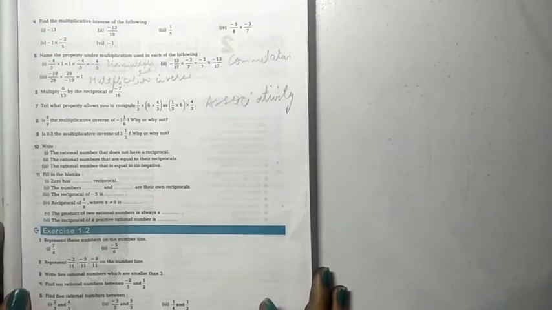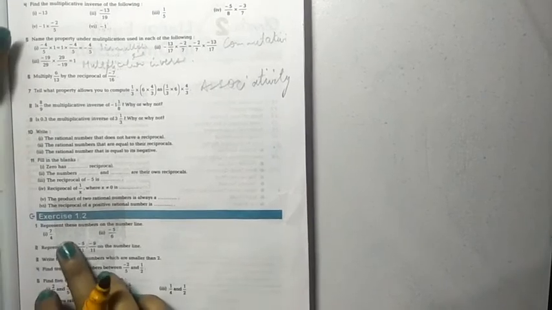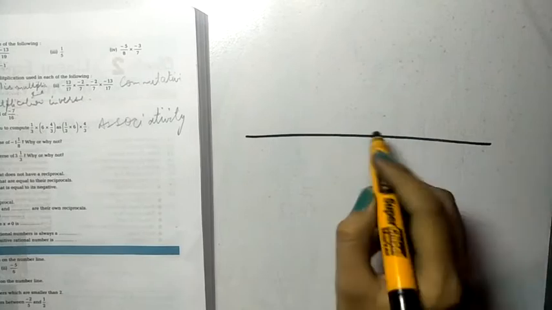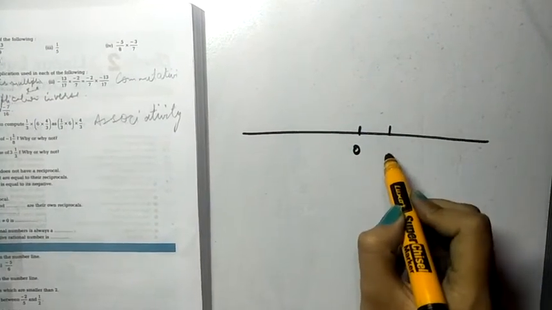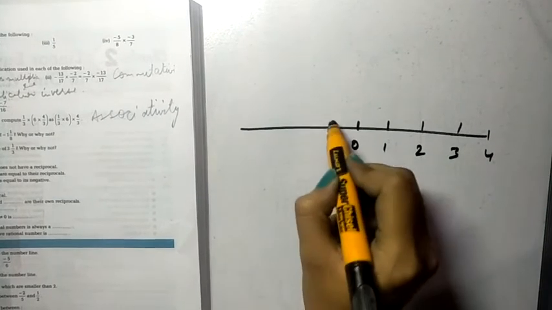Today we will start exercise 1.2 on page number 21. This is our first question. Represent these numbers on the number line. You all know we have done this in number line. 0, 1, 2, 3, 4. This is negative.